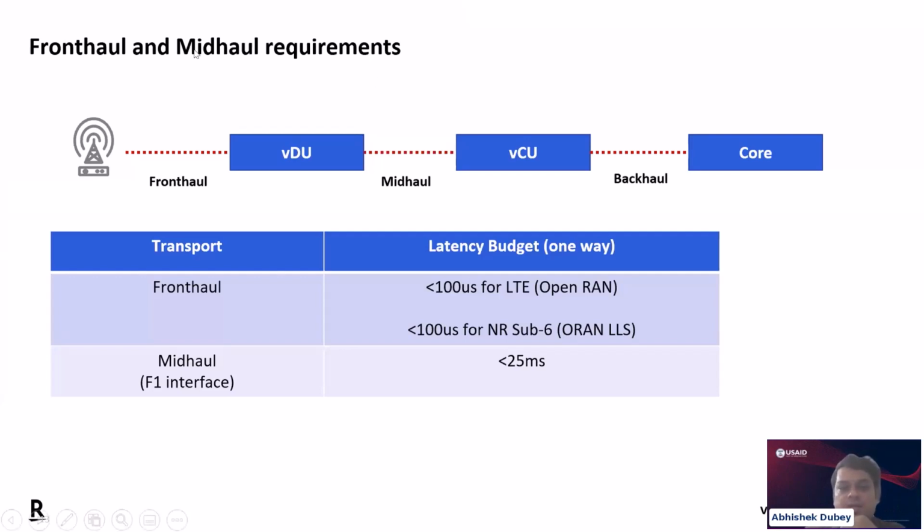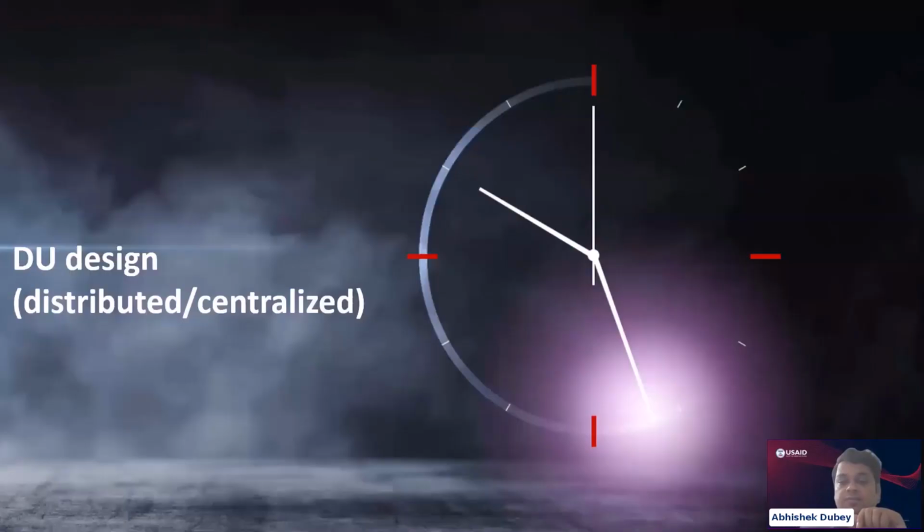All right, but here for front haul it is very little because the latency is in microseconds. So accordingly you will be planning your transport network. What aggregation router is required, what L2 switches are required, what L3 switches are required. You need to plan very carefully according to your base station, and then you will go to the DU design.